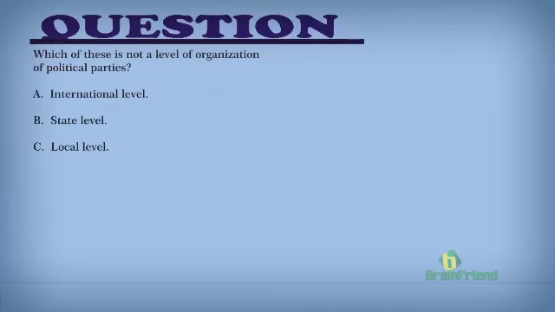At this point, I'd like us to run a quick test. Let's answer this together to know how well you understood the class. Question: which of these is not a level of organization of political parties? A, international level, B, state level, and C, local level. Which of these is not a level of organization of political parties? All right. If your answer is A, you're right.